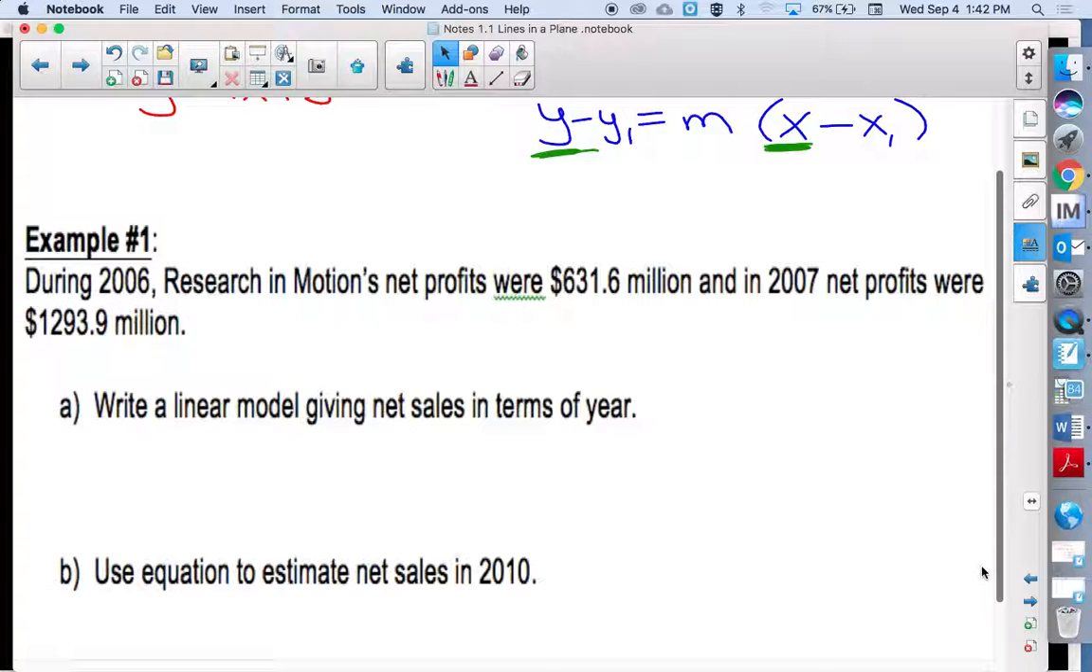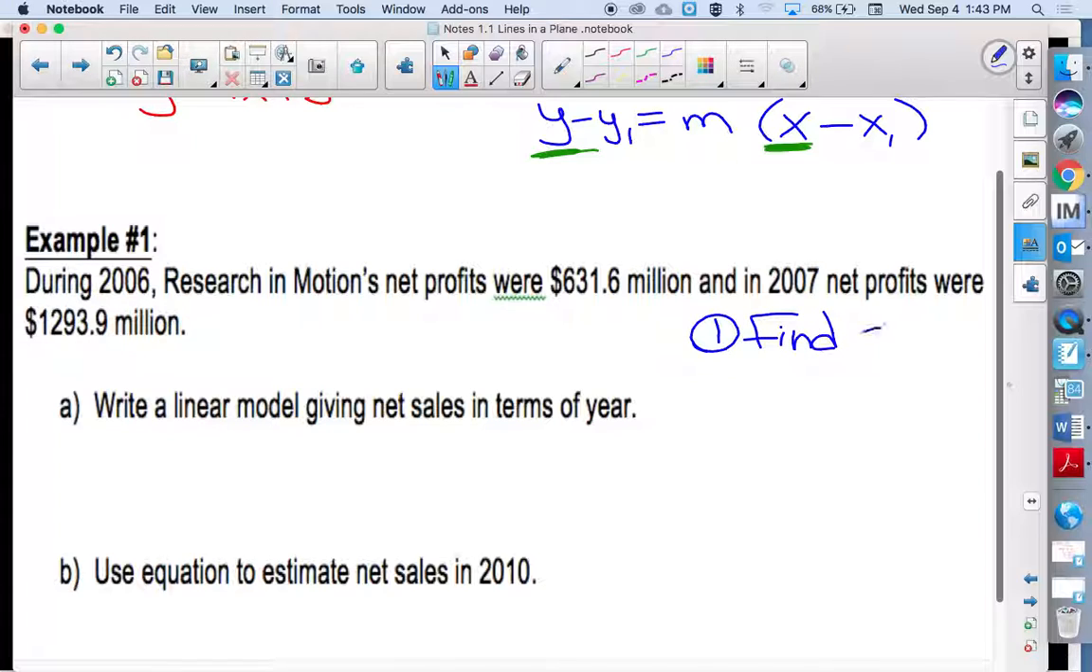It says to write a linear model to give the net sales in terms of years. A linear model is the same thing as saying an equation, except we're modeling information from the problem, hence we're writing a linear model. When you're writing an equation, what's one thing that you need to find? Slope. So we need to find slope. That's pretty important to know because we need to know how fast the line is rising or falling. And then of course we need the y-intercept. Those are the two things we need: the slope and the y-intercept.